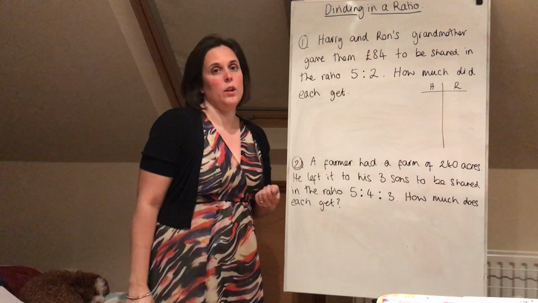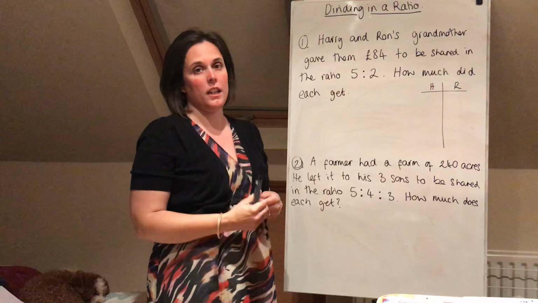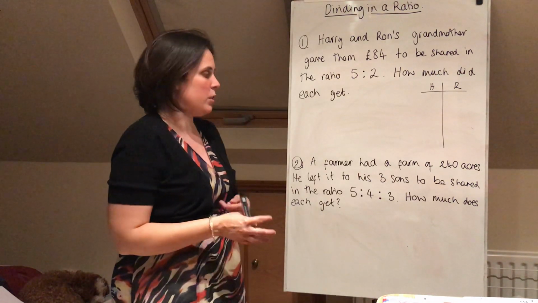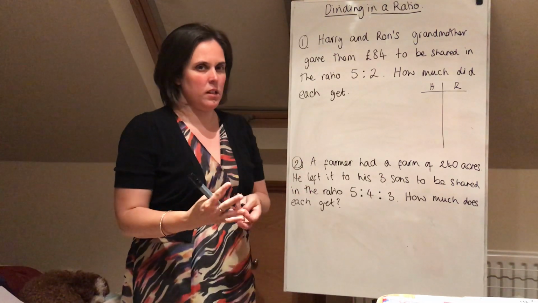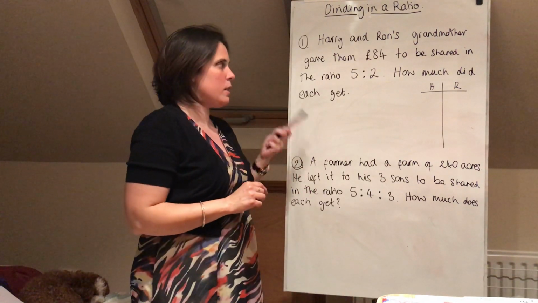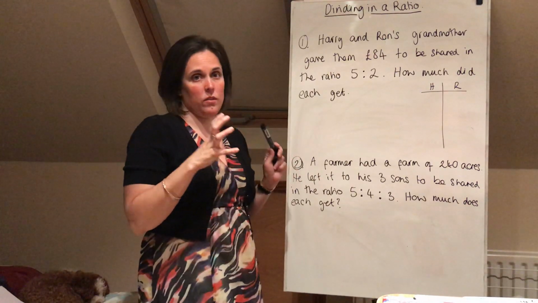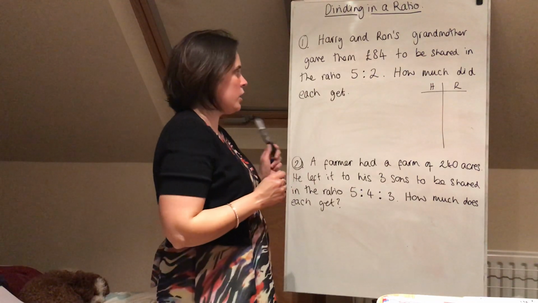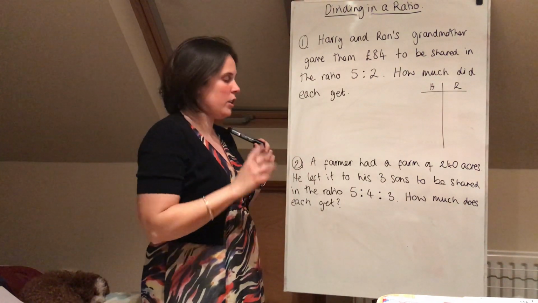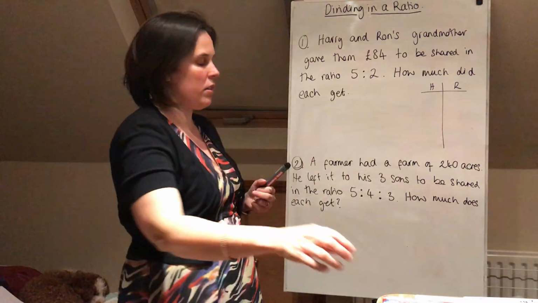Hi, so I'm going to look at this video with you on how to divide in a given ratio. We're just going to look at a couple of simple examples. I'll do some more complex ones in a later video, but in this particular instance we're just looking at dividing amounts of something up into given ratios and how that works. I'm going to go through the first example a bit slower and show you the method, and then we'll do the second example using the quicker method.